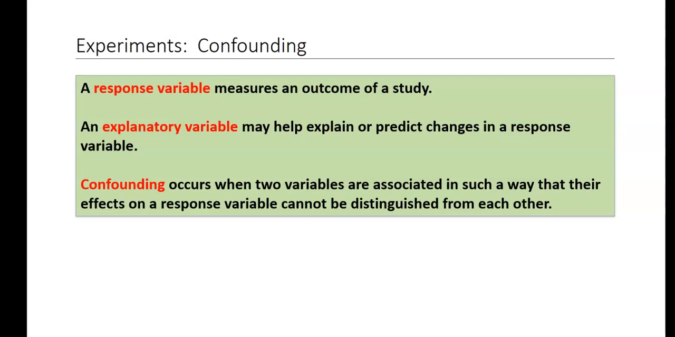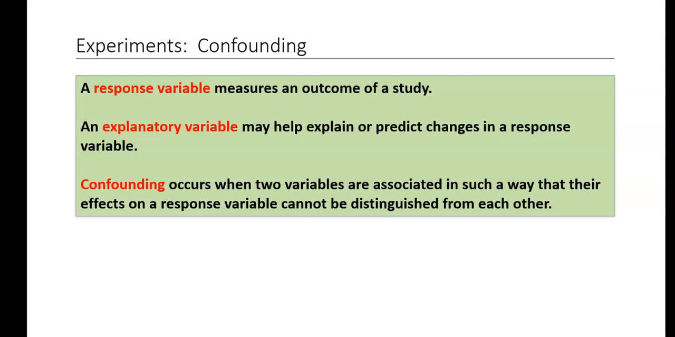Okay, confounding. So response variable, we already know this. This is a review, measures an outcome of a study. Explanatory variable is the x-axis. We choose that, and we think it might explain or predict the outcome in a response variable. Remember, a response variable is usually something that's measured, which is the y-axis there.